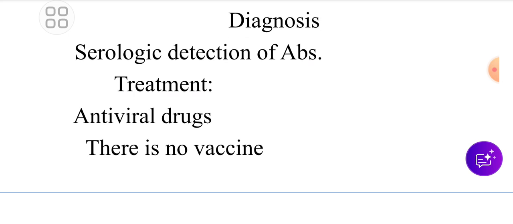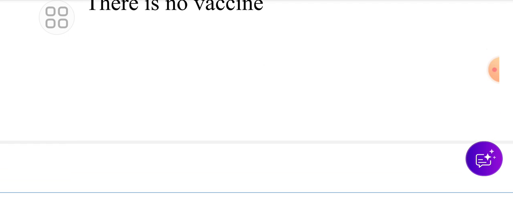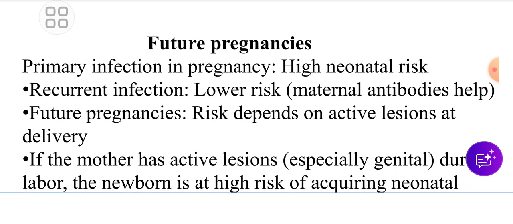Diagnosis: clinical and serological detection of antibodies in the blood of the newborn. Treatment is by antiviral drugs. Unfortunately, there is no vaccine. The effect on future pregnancies: with primary infection in pregnancy, there is high risk of transmission. With recurrent infection, the risk will drop due to maternal antibodies. So for the future pregnancy, there is risk.